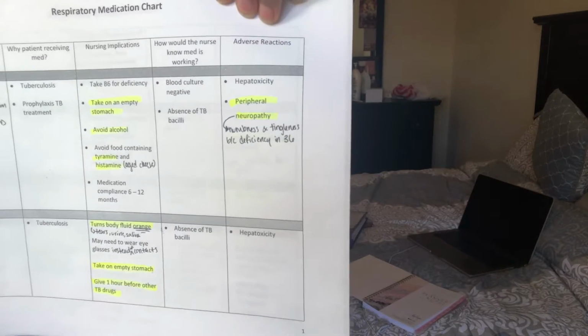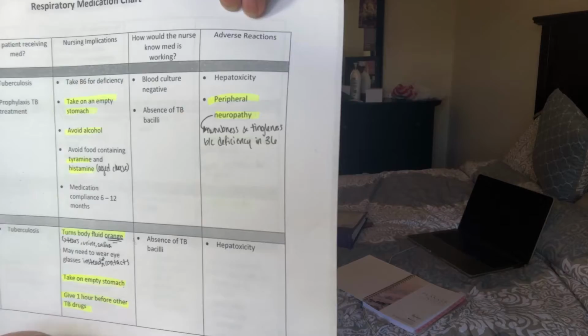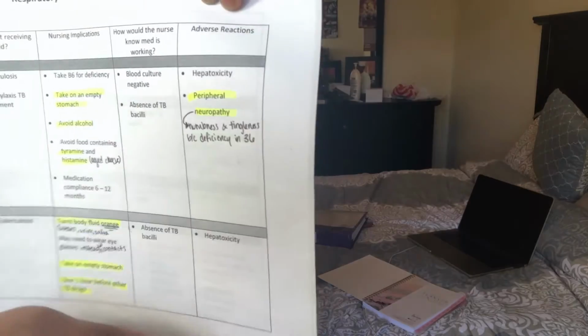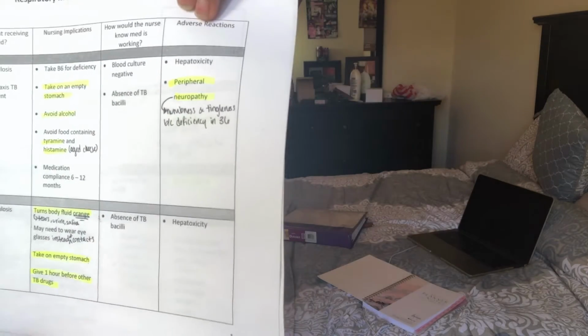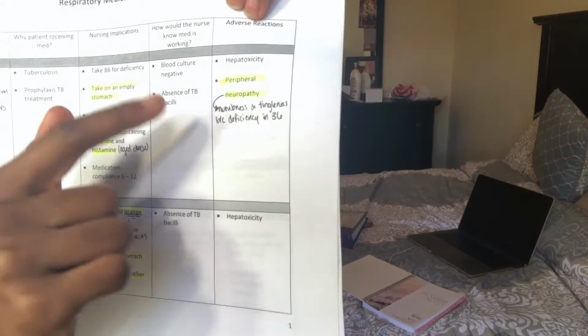And then adverse reactions. These are things for you to look out for as a nurse. It could cause hepatotoxicity, and it could cause peripheral neuropathy, which would present as numbness and tingling because of their B6 deficiency. So that's an example of how I would talk myself through each med, one at a time. Okay, this is why they're taking it, this is what I need to teach them, this is what I need to look out for.